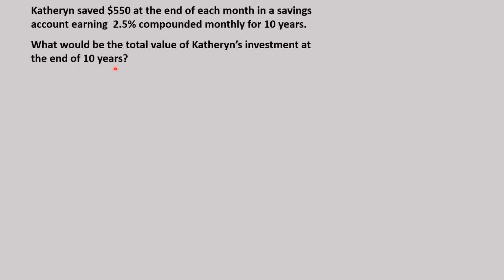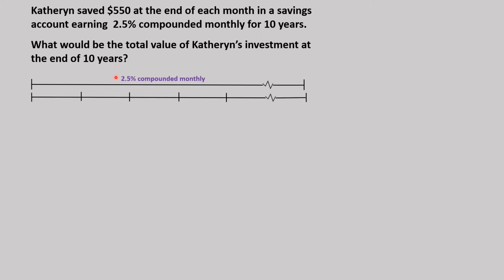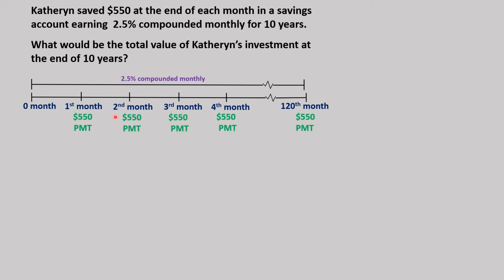So the first thing in a time value of money question is to draw out our timeline. So we'll draw out our timeline, and the next thing we could do is write down our interest rate, which is 2.5% compounded monthly as given. Now, the next thing is we have months from 0 months all the way up to 120 months, and our payment is $550 occurring at the end of each month.